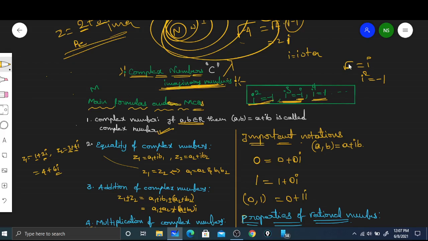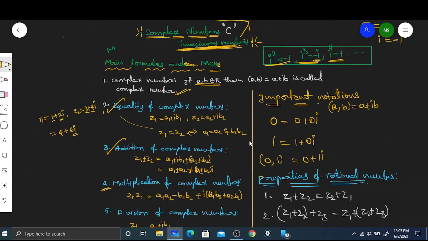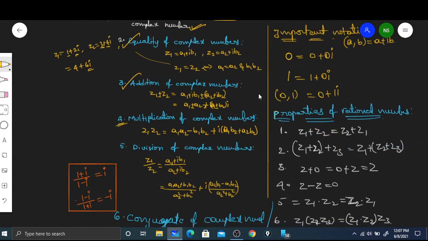And here you can see what is equality of complex numbers. How can you add complex numbers? How can you subtract complex numbers? And how can you multiply? Two complex numbers you take, multiply them, you will get the result like this. You take two complex numbers, you divide them, rationalize the denominator, the same process we will follow here. We will simplify that one.